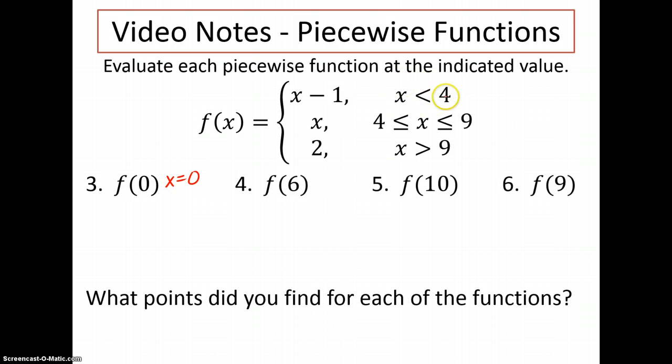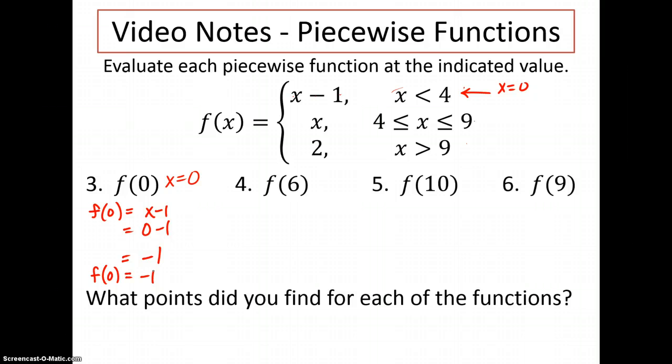This first one is x is less than 4. Here it's between 4 and 9, including 4 and including 9. And here is strictly greater than 9. So which of these is where x equals 0 falls? Well, right here. This is where x equals 0 falls in that category. Okay, so at x is 0, we have the function x minus 1. So f of 0 is going to be x minus 1, or 0 minus 1, or negative 1. So we just found that f of 0 is negative 1.